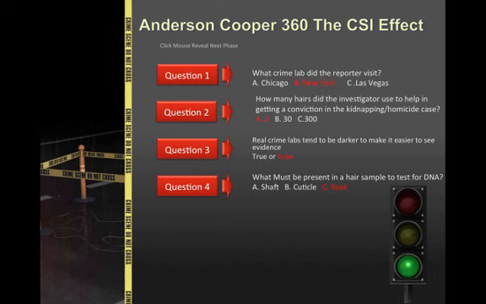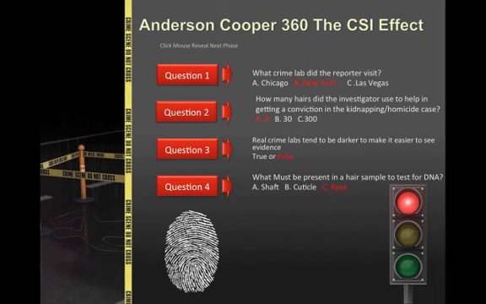Last question. What must be present in a hair sample to test for DNA? A, shaft, B, cuticle, or C, the root. She had the root under the magnifying glass, and she said that could be used for DNA. We got the red light. Let's go.